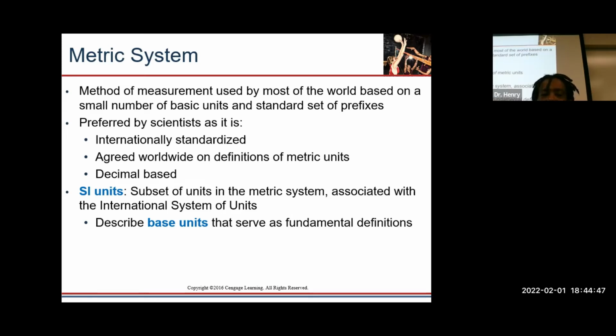Now, the beauty of the metric system is, okay, well, first off, let me get started here. Let me get on my soapbox just a little bit.